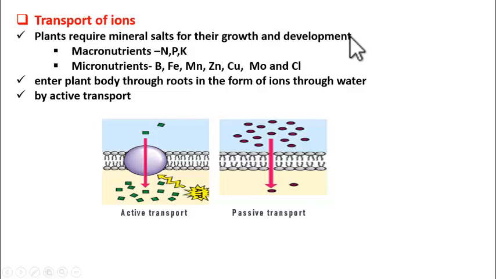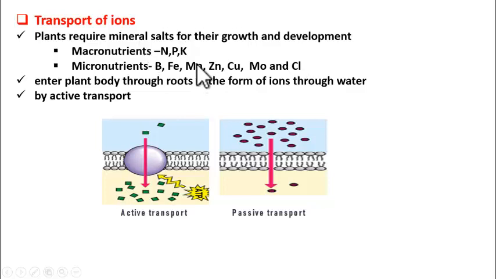In 9th class, you have studied about this. There are two types of mineral salts. What are they? Macronutrients and micronutrients. Macronutrients include nitrogen, phosphorus, potassium. Micronutrients include boron, iron, manganese, zinc, copper, molybdenum and chlorine.